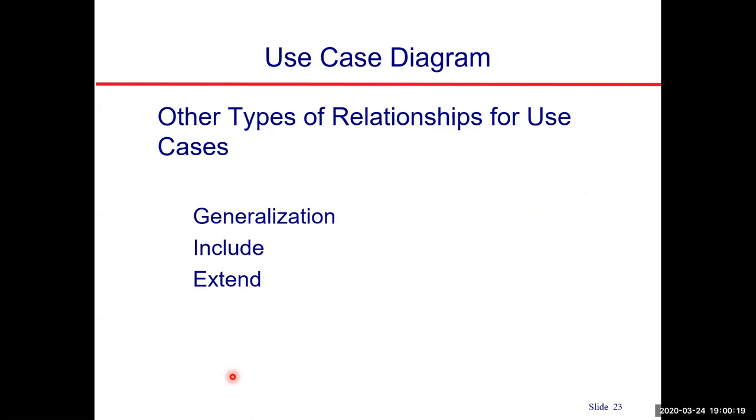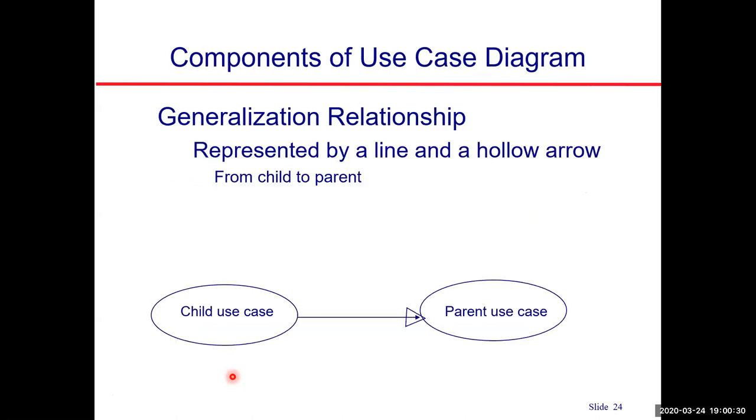So we have other types of relationships for use cases: generalization, include, and extend. What do I mean by generalization, include, and extend?